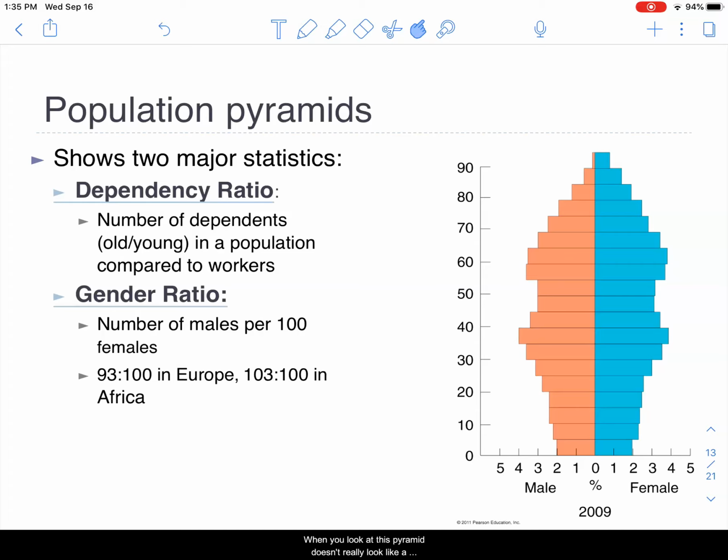So when you look at this pyramid, it doesn't really look like a pyramid. It looks like there's a pyramid towards the top, and then an inverted pyramid almost at the bottom, and it's fat in the middle. That means there's a large group of people getting towards the end of their working years, and it's an aging population. This is actually the population pyramid of the United States.